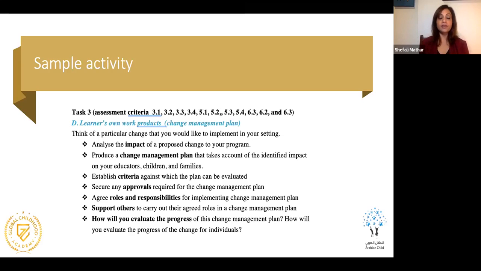So for example, for all of these criteria, 3.1, 3.2, 3.3, 3.4, going up to 6.3, all you need to do is attempt to analyze the impact of the proposed change on your program, which is what you did as part of your chat group. You wrote it down, and we elaborate on that. Then produce a change management plan step. You can attempt each one of these criteria in a Word document, make one single document and upload it. That way, it's going to save you a lot of time. So that's how we plan and organize your assessment criteria.